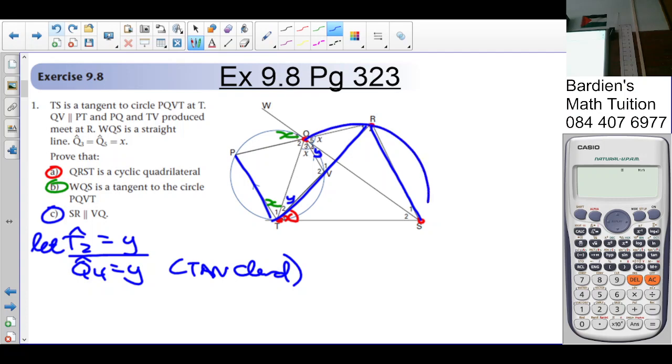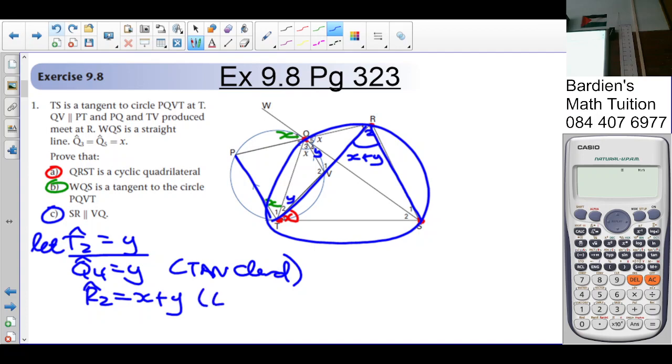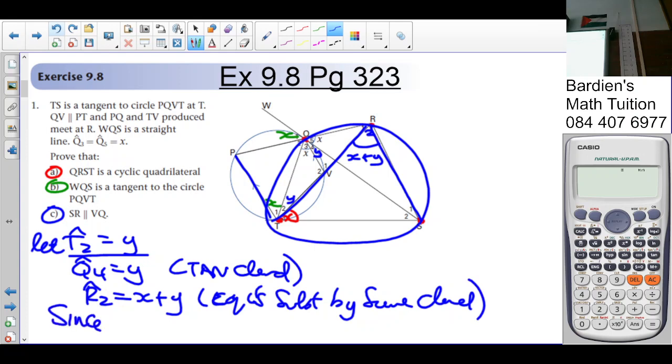Then since that is a cyclic quad, we're saying that R2 is x plus y. Reason? Equal angles subtended by the same chord. Okay? So now we say since... Equal angles subtended by the same chord. Same? Angles in the same side.